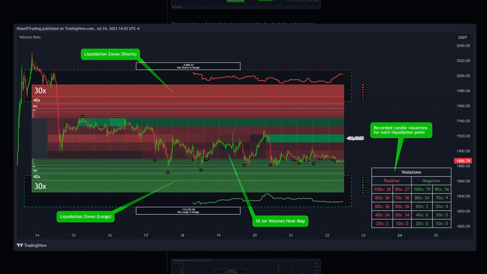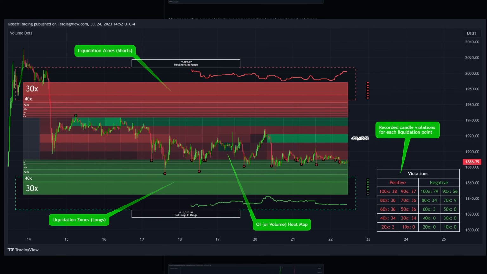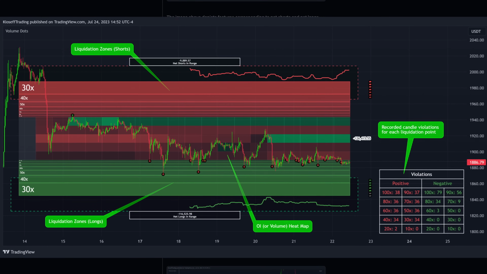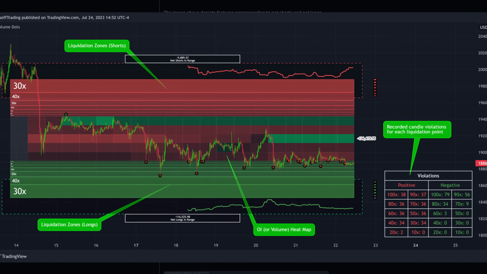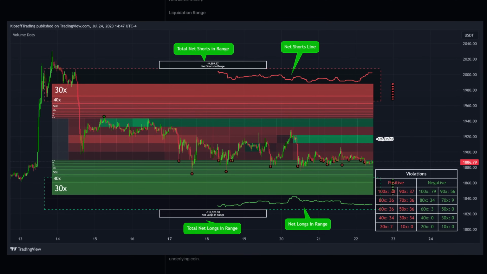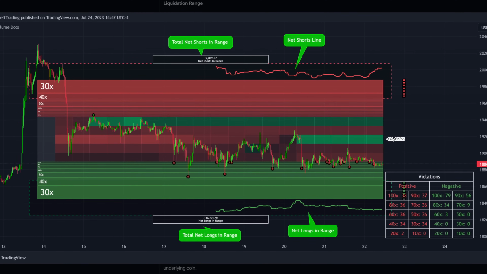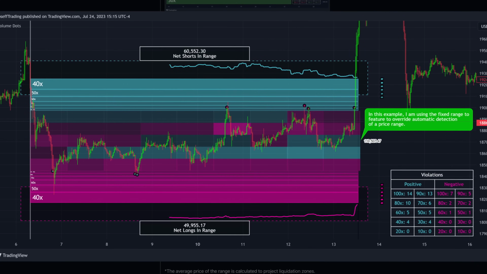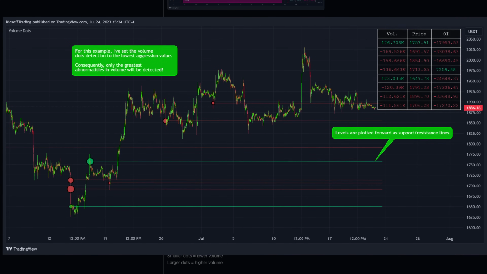A key feature is the liquidation range calculation, which maps out price zones where leveraged positions are likely to be automatically closed. This helps to understand potential market pressure points and areas of potential high volatility. The indicator also tracks net short and long positions within these ranges, providing a comprehensive view of market sentiment. The tool offers flexible display options, including fixed time ranges, visible time range capabilities, and personalized color schemes.